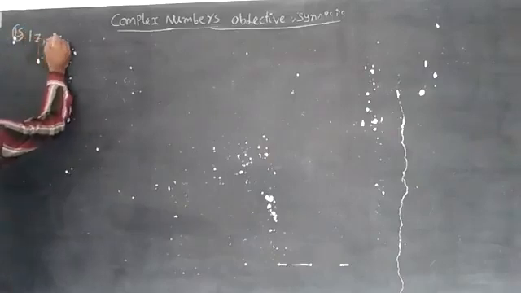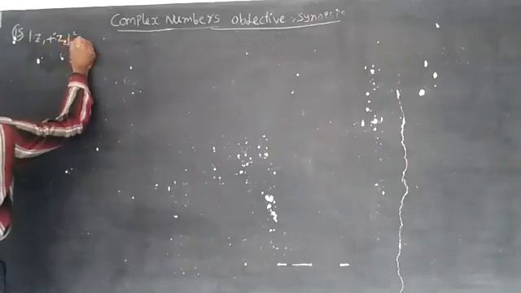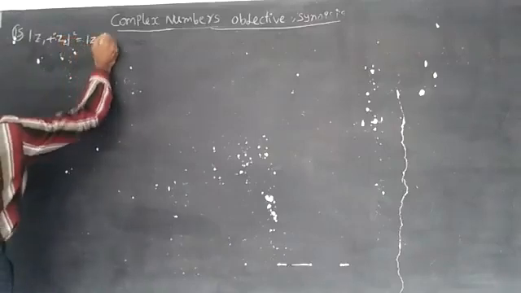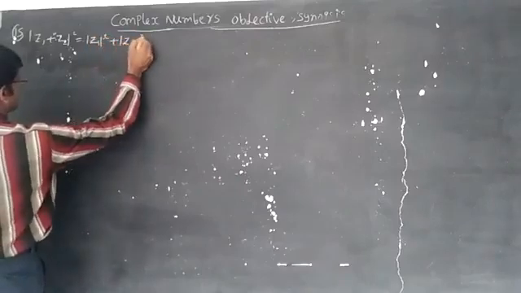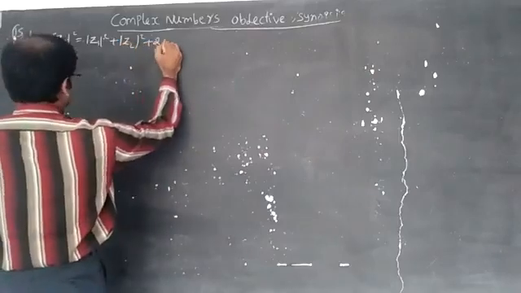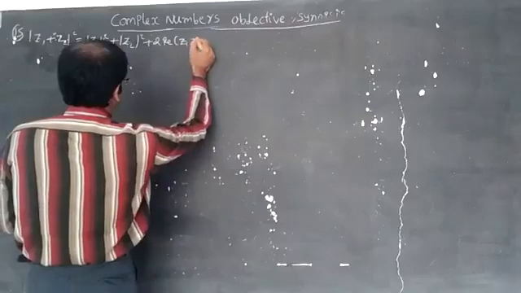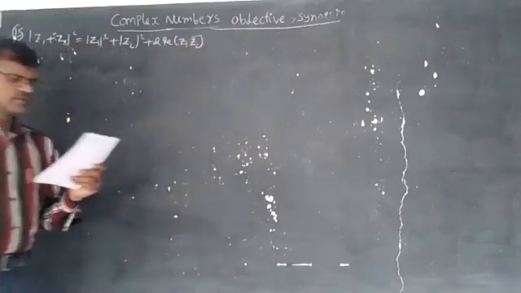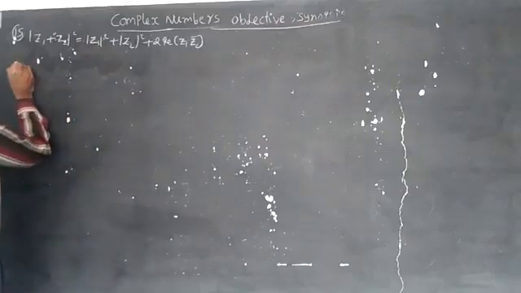The formula: (Z1 + Z2) whole square is equal to |Z1|² + |Z2|² + 2 Re(Z1 Z2 bar). This is the proof. We need this proof.